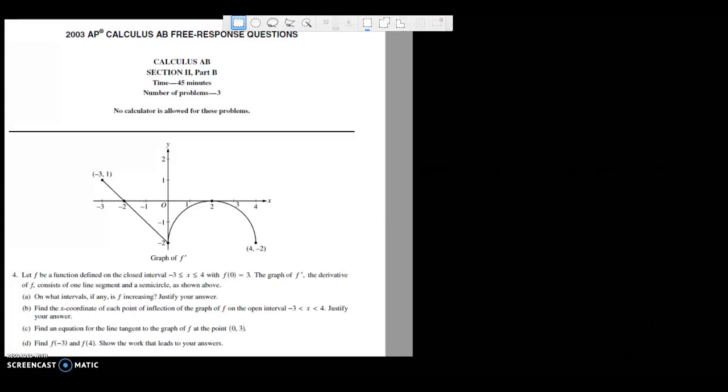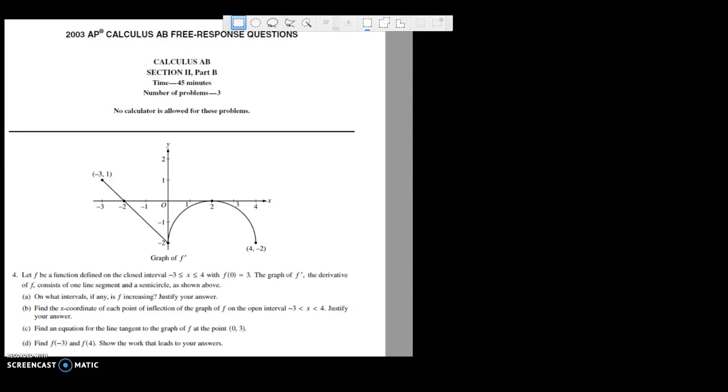Okay, so in this video we are going to be solving a 2003 Calculus AB FRQ question, and it is on accumulation. It says: let f be a function defined on the closed interval from -3 to 4, f of 0 is 3, and the graph of f prime, the derivative of f, consists of one line segment and a semicircle as shown above. On what intervals, if any, is f increasing?